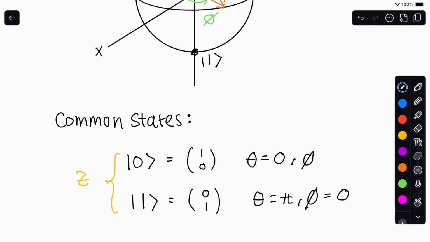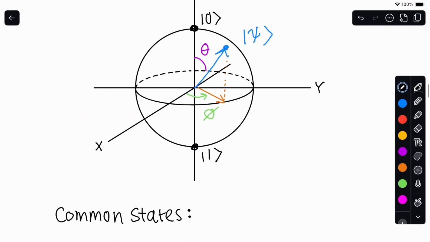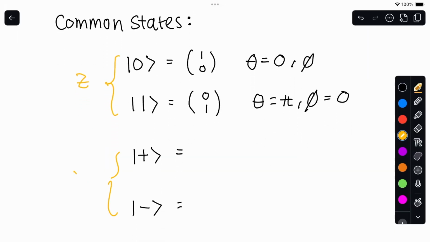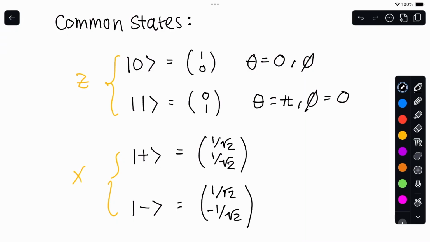And we can look at some other common states as well. So one that we might be interested in is the states that lie along the x-axis. And we call these the plus and minus states. You can double check this for yourself, but these states look like 1 over root 2, 1 over root 2, and 1 over root 2, minus 1 over root 2. And both of these have theta equal pi over 2. They lie on the equator, but one has phi equals 0 and the other has phi equals pi.